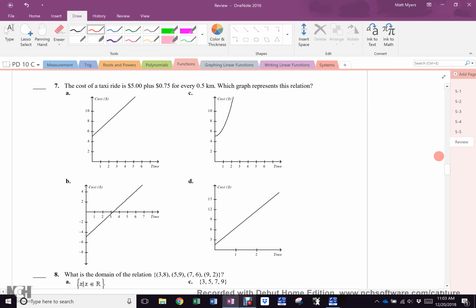Now, this question was tricky because I have kilometers here, and then I have time here. So you have to say to yourself, okay, wait a minute. Cost has to be over here because that's dependent. And since it's 75 cents for every kilometer, it has to be a straight line. So it can't be C. And since I start at $5 positive, it has to be A.